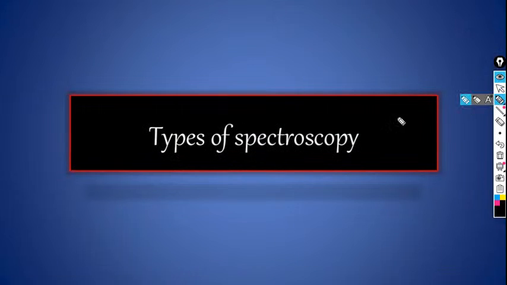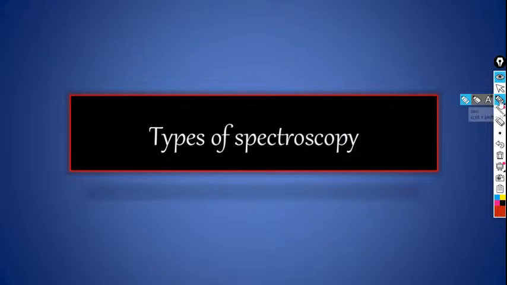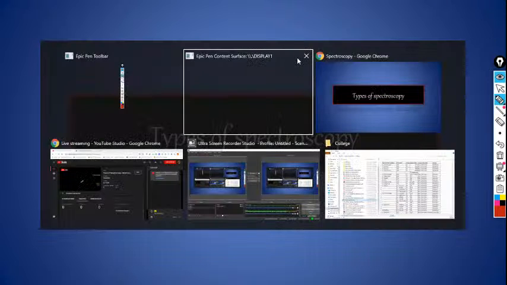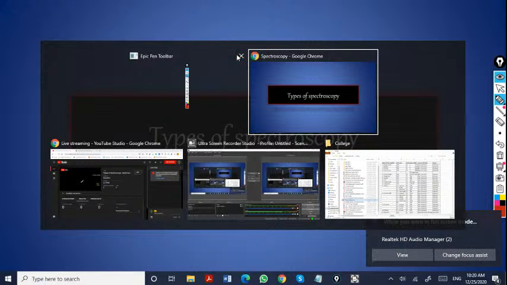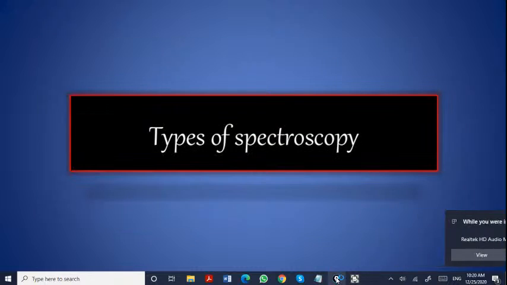Hello everyone. Here we are in the second part of the spectroscopy. So in the first part, we discussed the electromagnetic radiation, the properties of the electromagnetic radiation, and the spectrum of the electromagnetic radiation. So today we are going to discuss spectroscopy part 2. In this, we are going to discuss the types of spectroscopy. Okay.